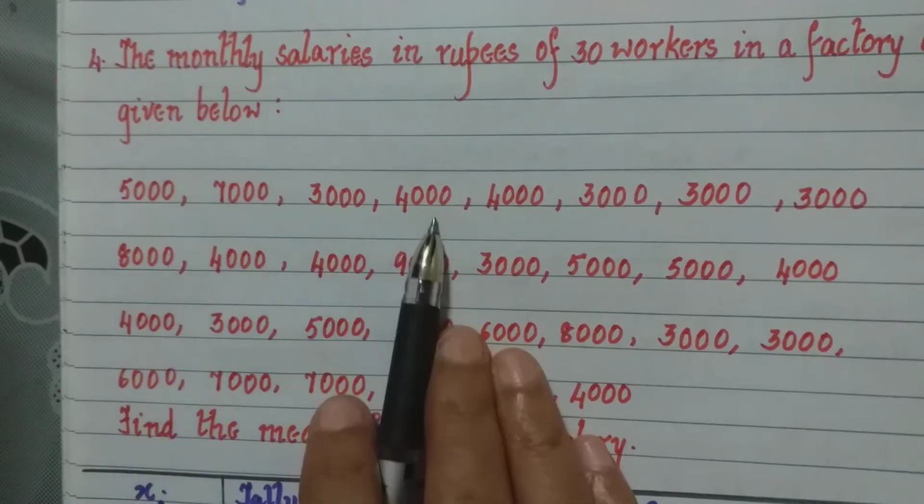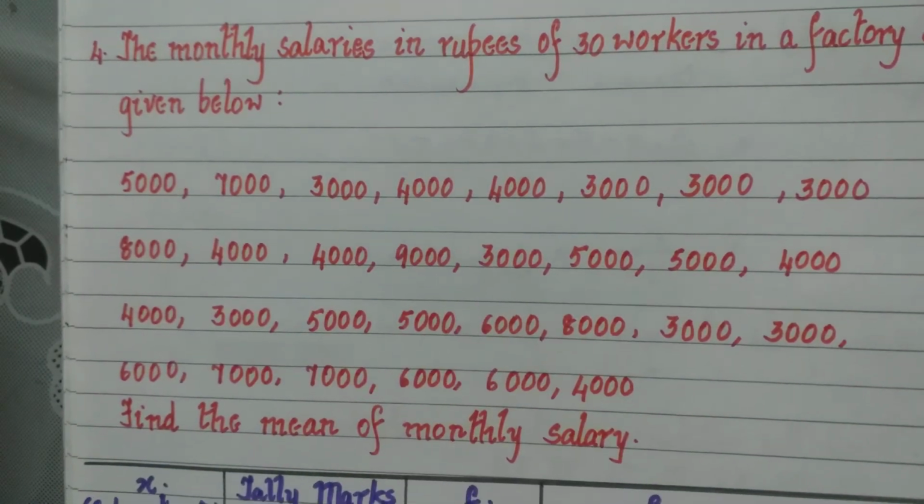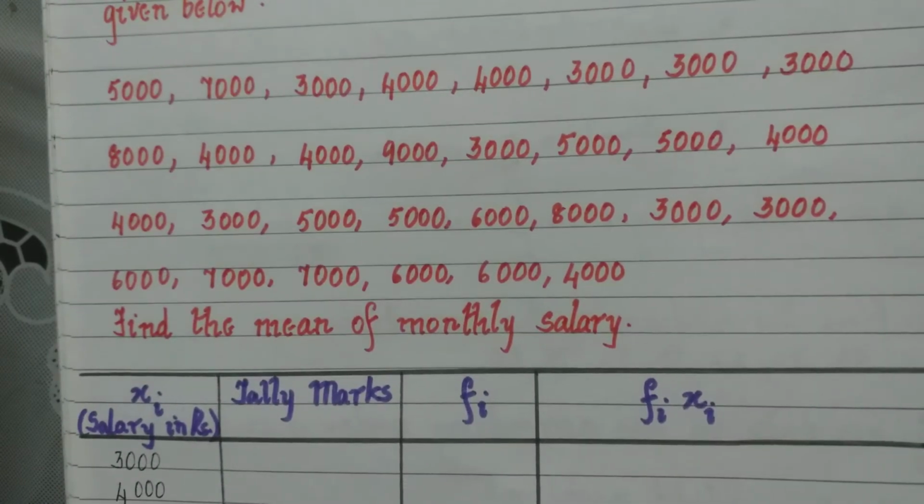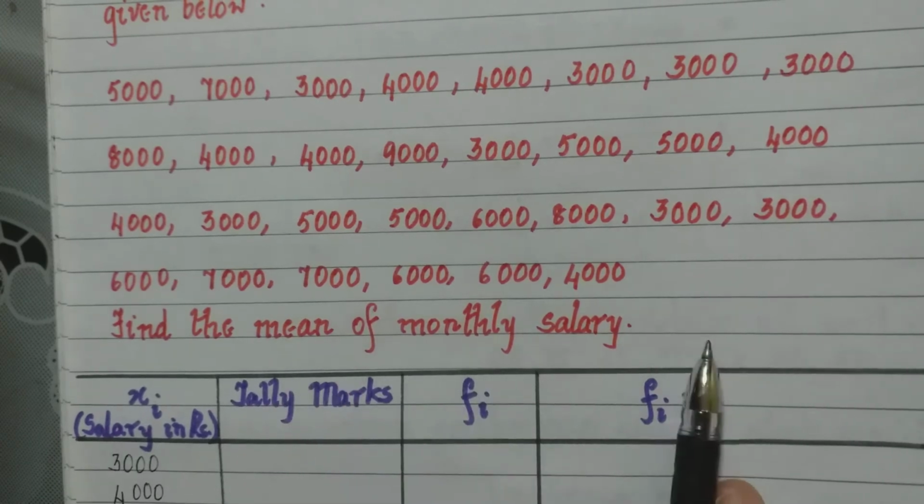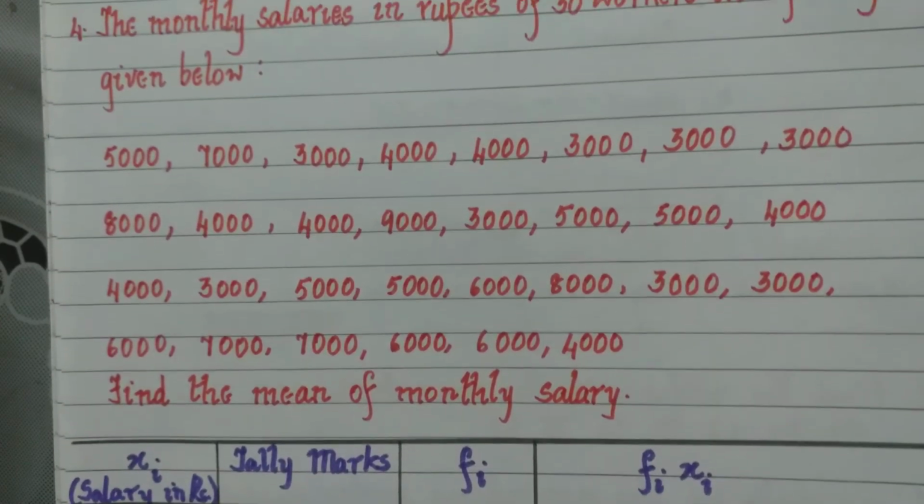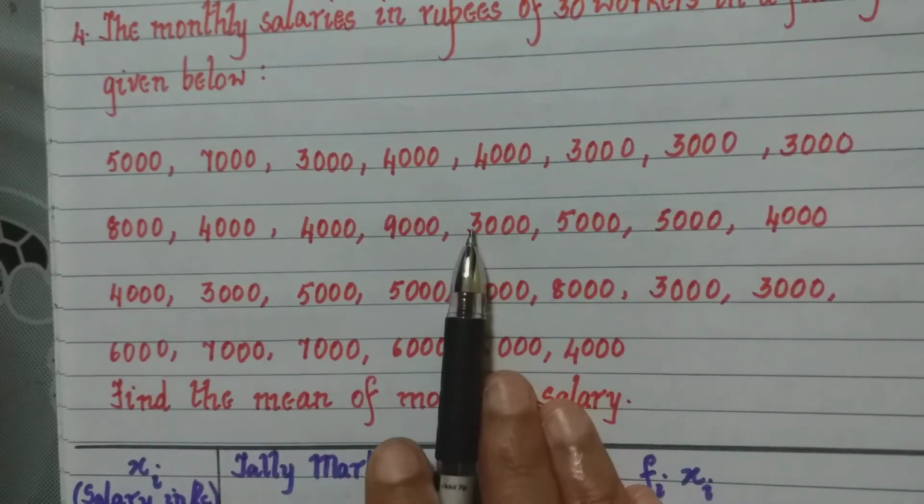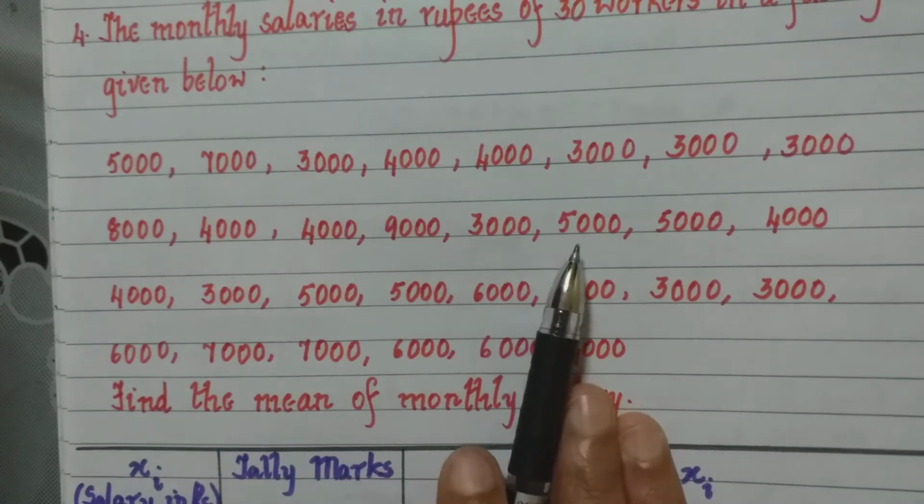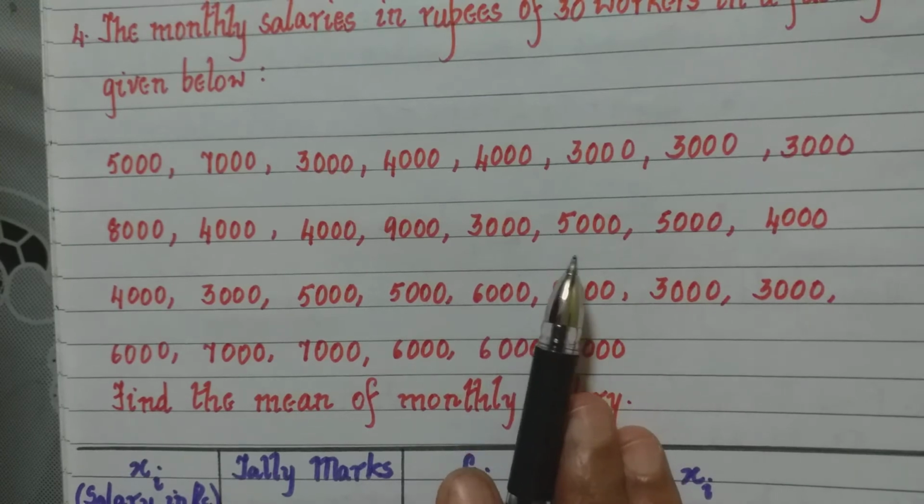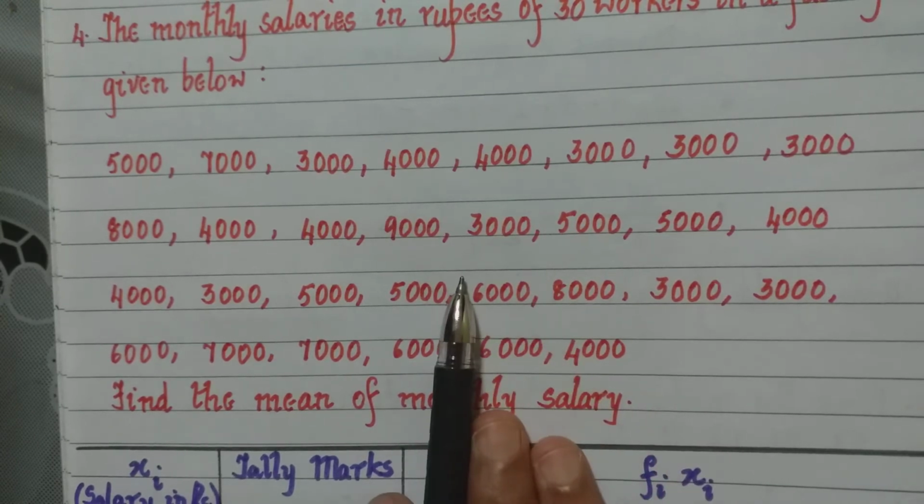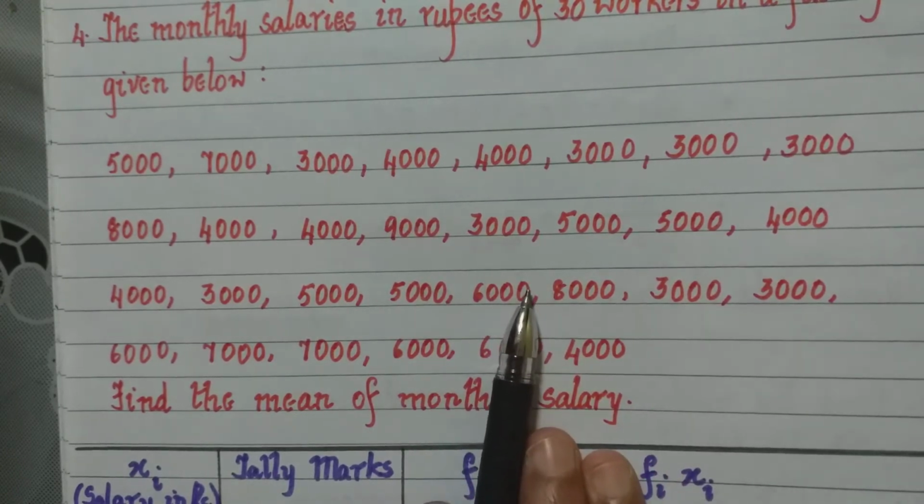in a factory as given below. These are the salaries of the people. What are we to find? The mean of the monthly salary. Now till now, when we were finding the mean of the numbers or scores which were given to us, what we had to do is just add the scores and divide by the number of scores.